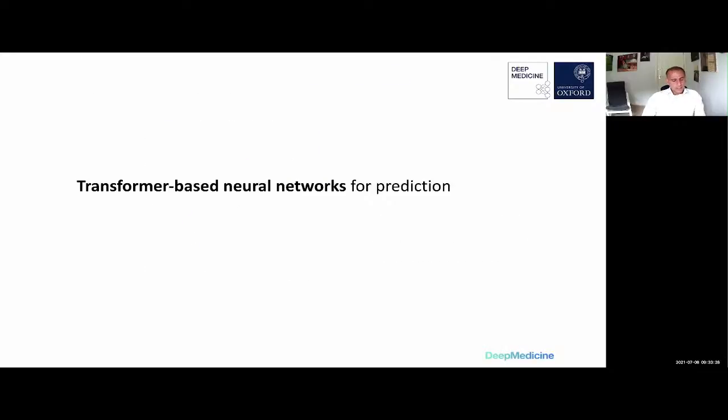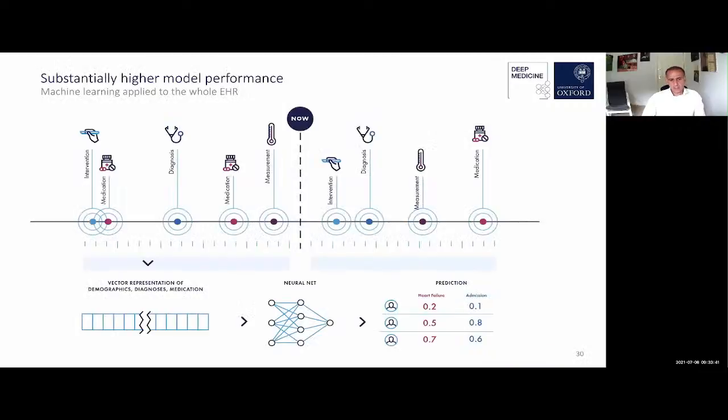We know that there are even more powerful machine learning models, and we have had examples of using transformer-based neural networks for prediction. Here, depending, again, on what data sets and what outcome one looks at, we saw a substantial improvement in model performance.